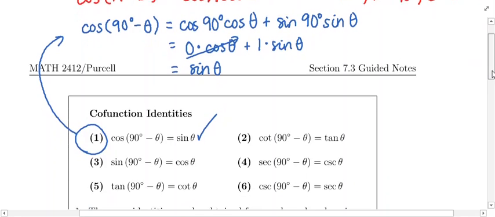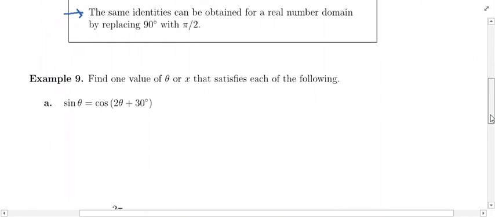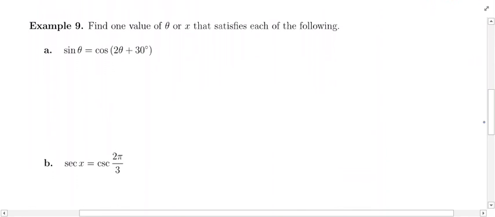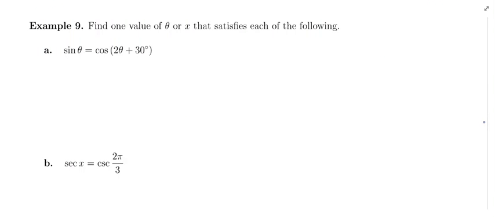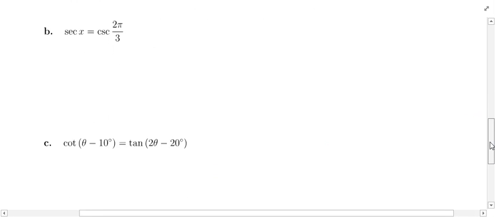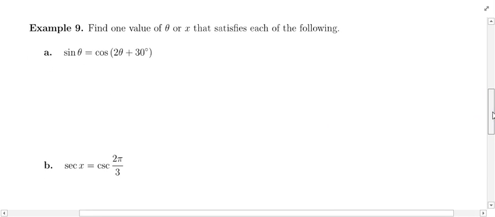What we're going to use these for in this section is to solve certain types of equations. So let's take a look at example 9. We are going to find one value of theta or x that satisfies each of the following. If you peruse this example, we have 3 equations that we're going to solve. Either the variable will be theta or it will be x. So you need to find one value of the variable that makes the equation true.